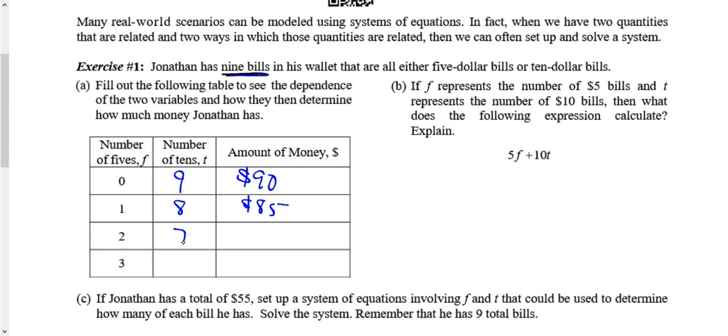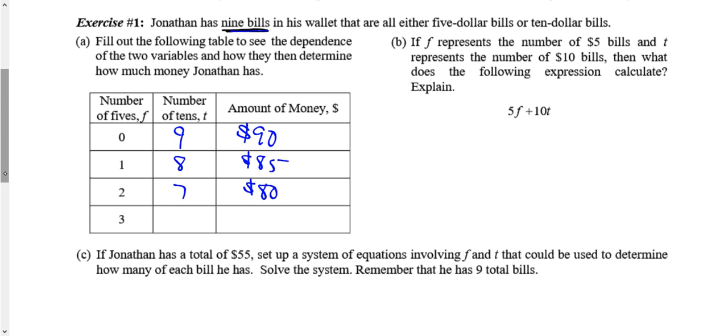So 7 times 10 is 70, plus 10 is $80. And finally, if he's got 3 5s, how many 10s? 6 of them. How much money? 6 times 10 is 60, plus 15 is $75. And you could make the table go on, right, till he had up to 9 5s, yeah?